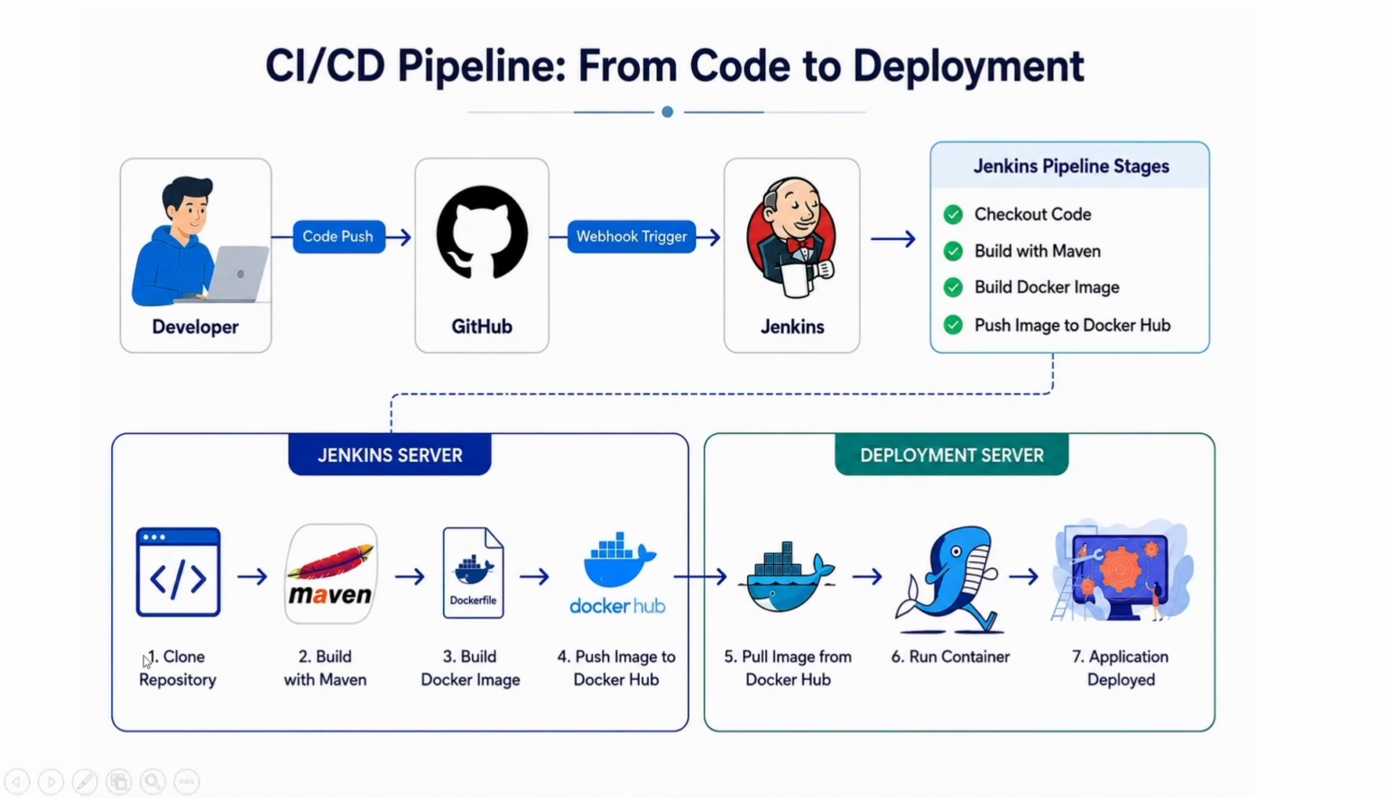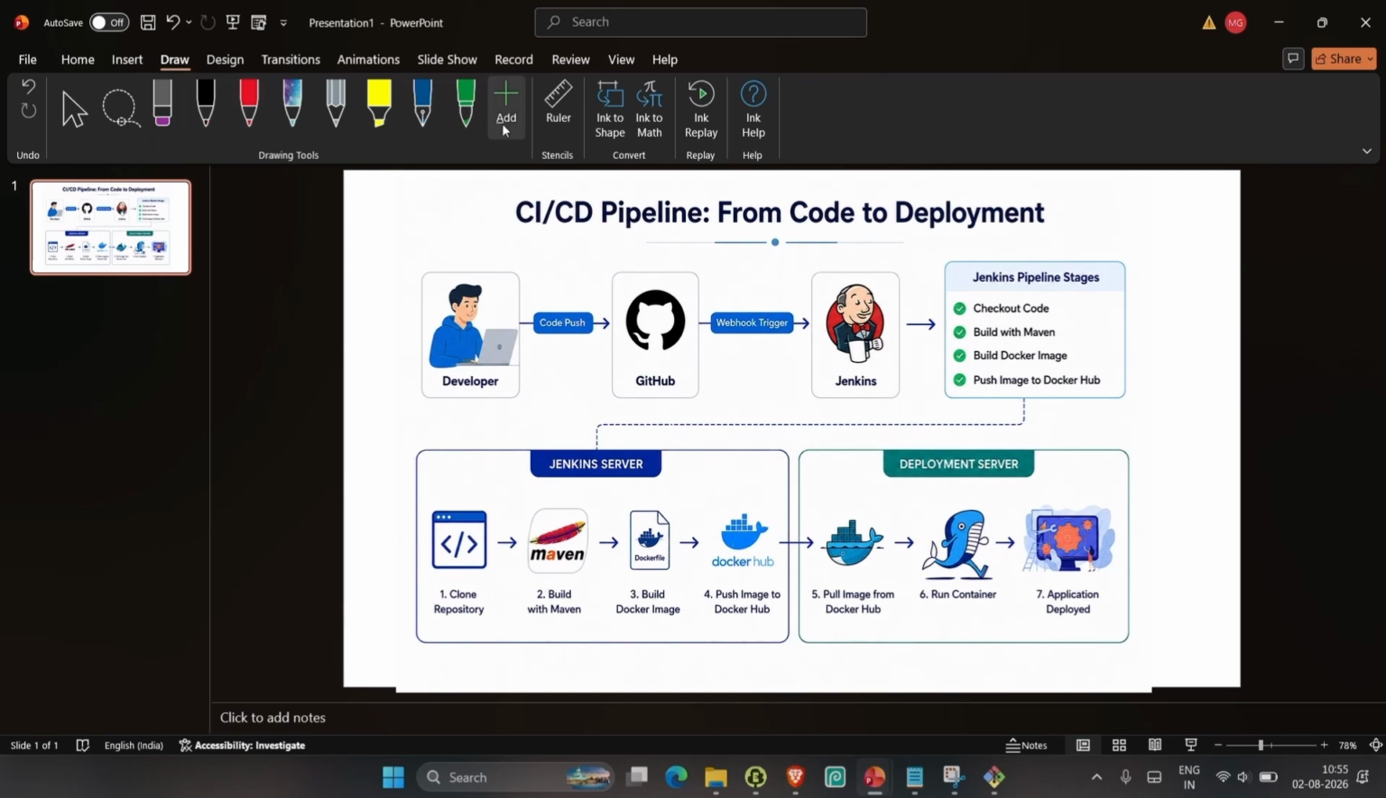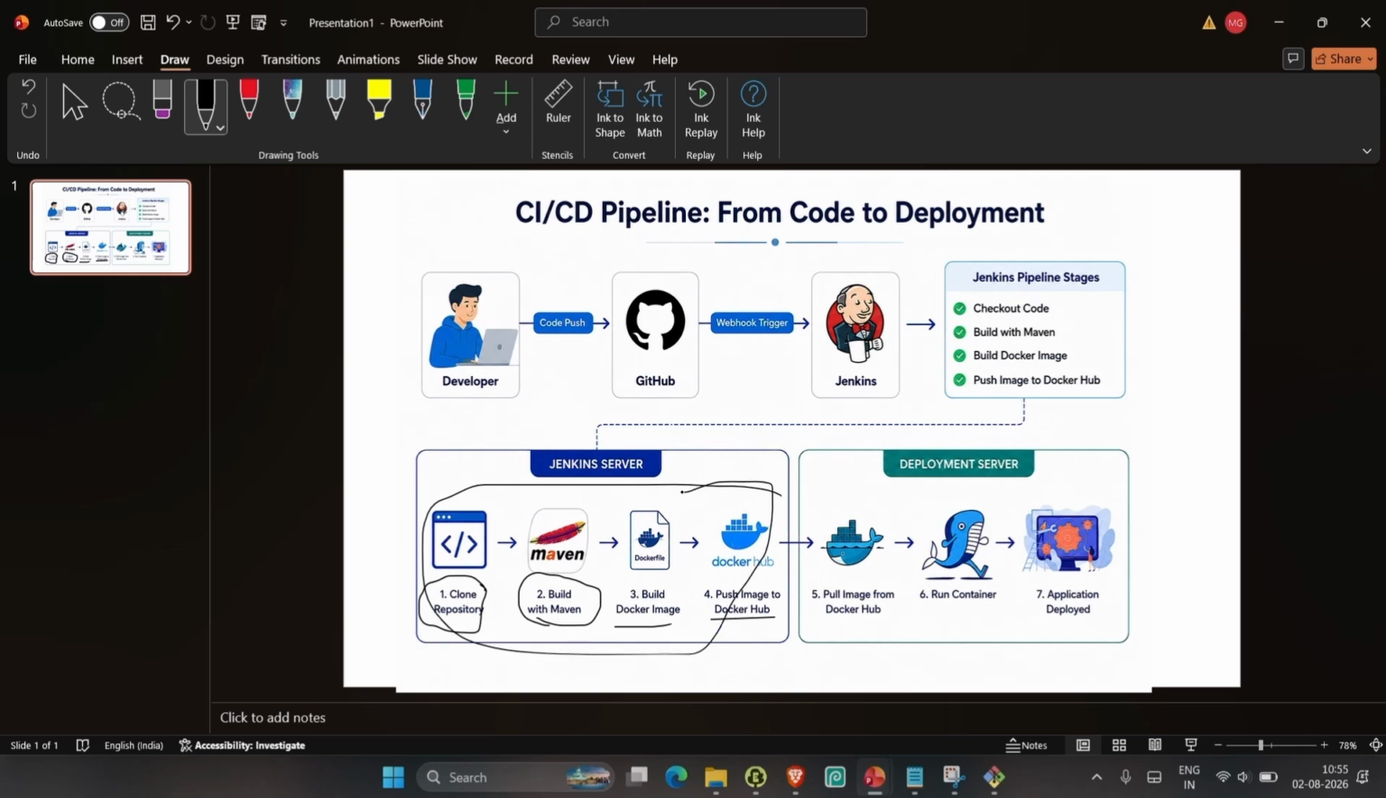Here in Jenkins, what I'm going to write, I will show you in a pen. Okay, in a Jenkins pipeline, the first step is cloning the private repository from GitHub. Then I'm going to build the project, write the Dockerfile, and push the Docker image to Docker Hub. These activities are done by the Jenkins server.